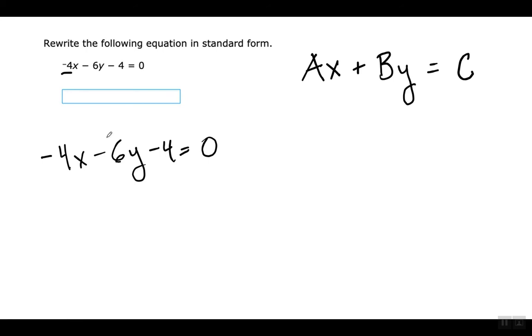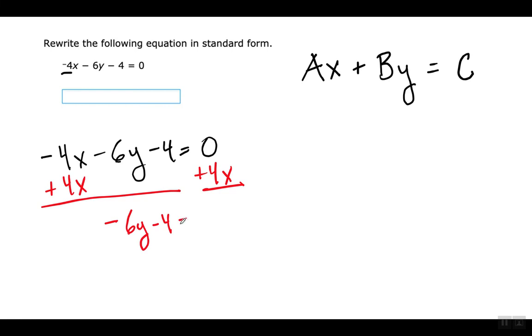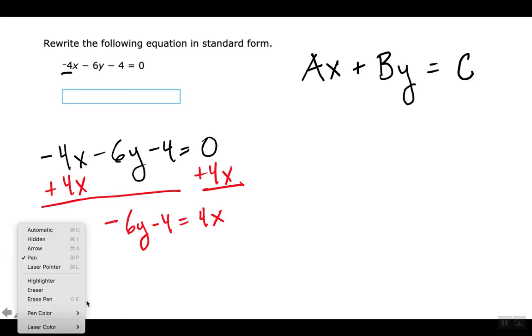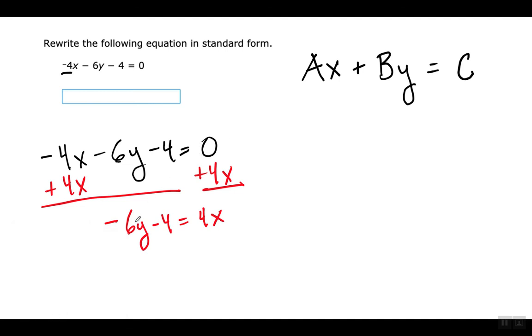Alright, so I'm going to move minus 4x to the right by adding 4x to both sides. When I do that, I'm going to get negative 6y minus 4 equals 4x. Okay, now I'm going to move the negative 6y to the right so that the x and the y could be on the same side. Ahora voy a mover negativo 6y a la derecha para que x y y estén en el mismo lado. So I add 6y to both sides.